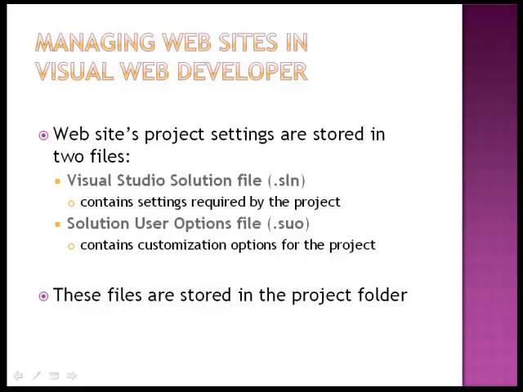When you create a website or you open a website, there are two files in which your project settings, or essentially your website settings, are stored. A Visual Studio solution file with an SLN extension is the place where the settings for the projects are stored, and a solution user options file (SUO) is a file where the customization options for your projects are stored. You could open any of these solution files or your project solution within your Visual Web Developer, and both of these files will be stored within your project folder. It could be a website folder or a web application folder.